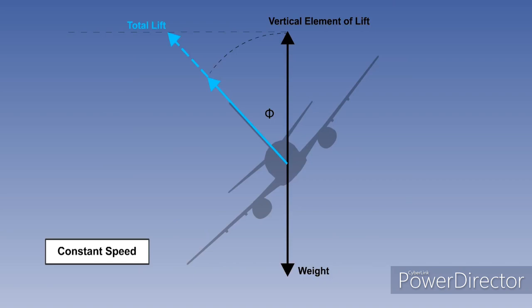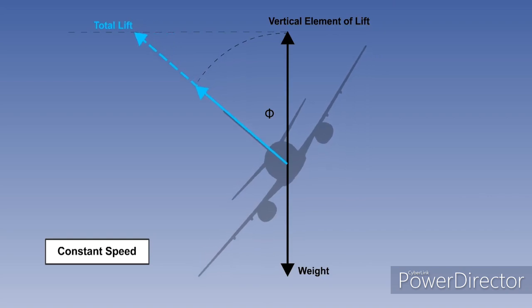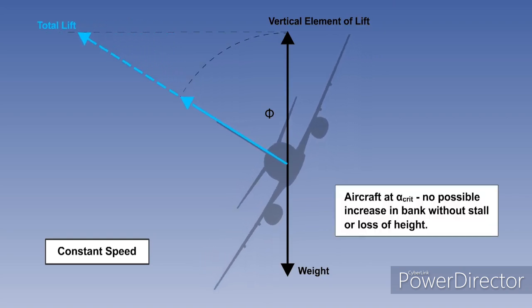If speed is kept constant but bank is increased, the angle of attack must be increased to provide the further extra lift required. At the stalling or critical angle, no further increase in bank or decrease in radius is possible. Since stalling speed varies with weight and G, this limit will be a function of those two factors.